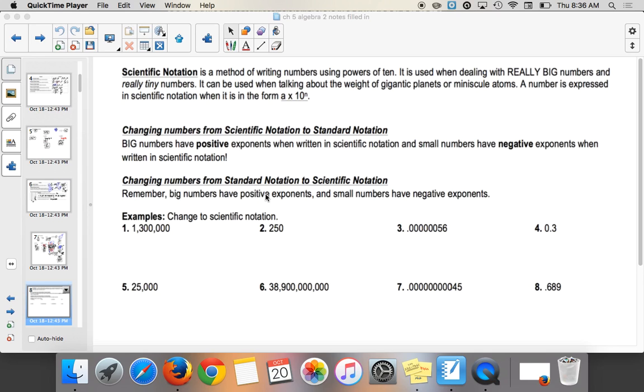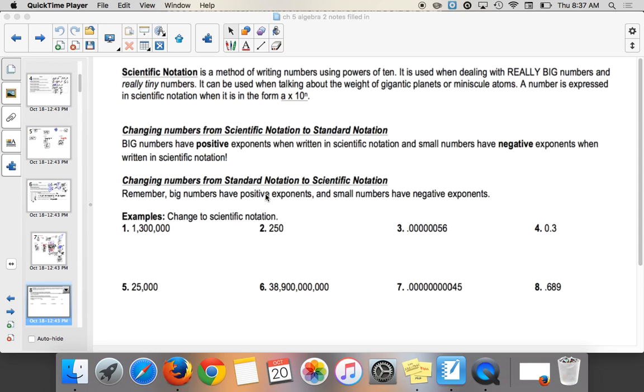It also makes multiplying and dividing with really huge numbers and really small numbers very quick. So we do this a lot in science classes in particular. I don't really tell my students to move to the right and move to the left and so on. I really just tell them to know whether you have a really big number or a really small number. Really huge numbers are going to have positive exponents. Really small numbers are going to have negative exponents, okay?